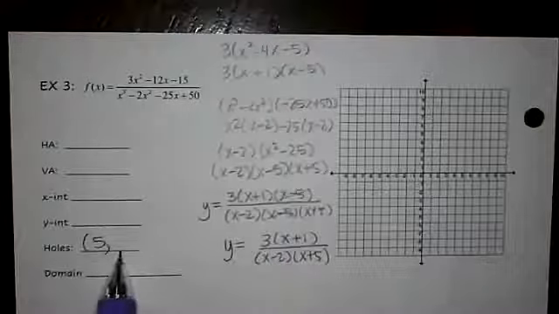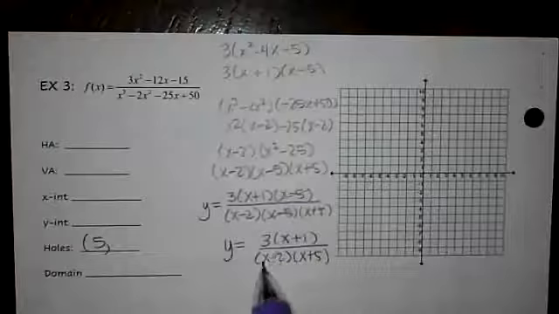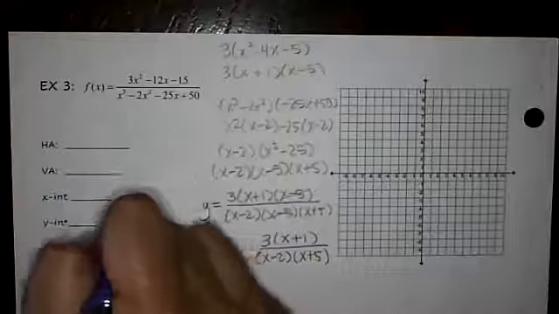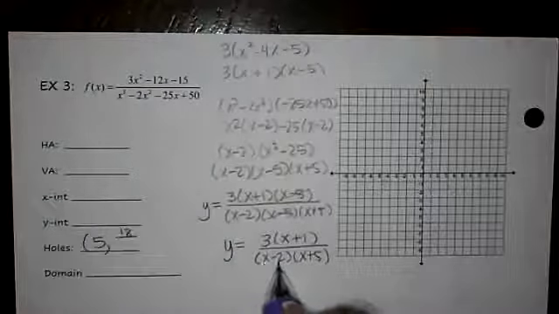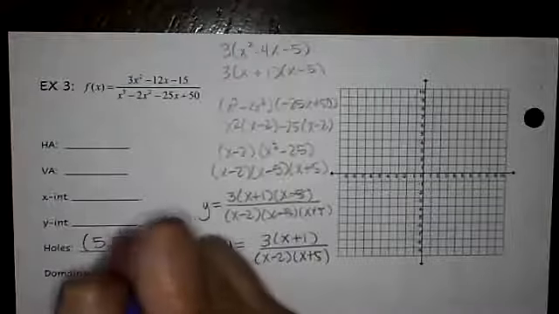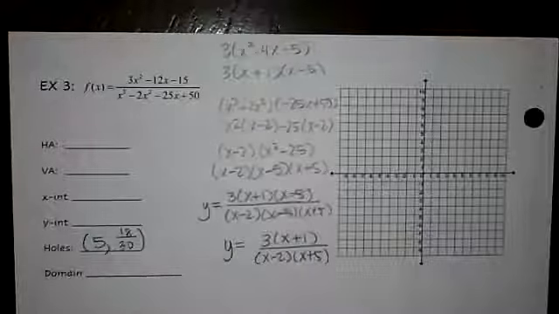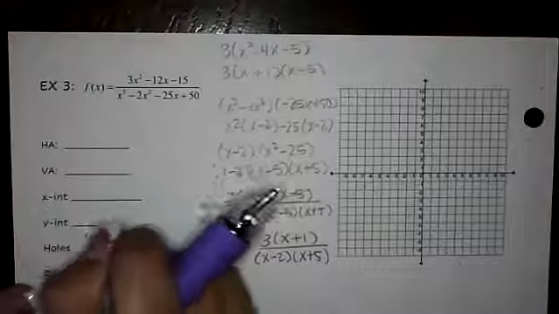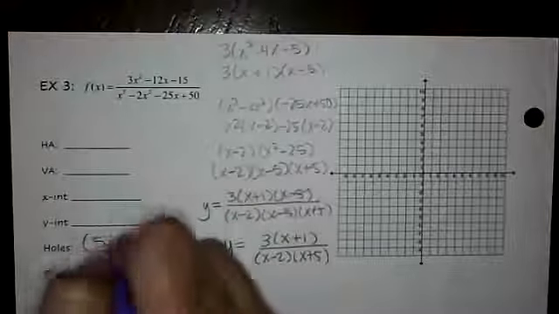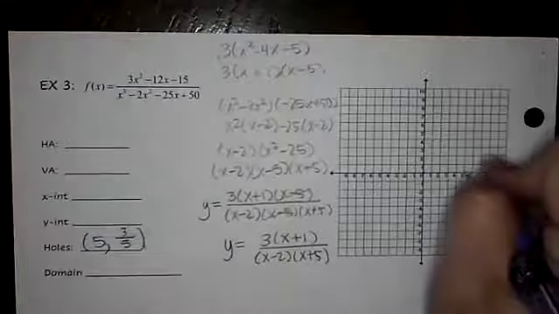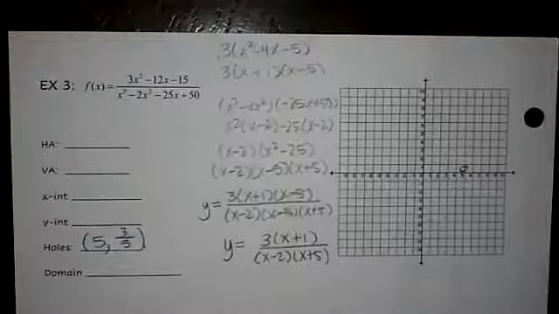In order to find its corresponding y value, I plug in 5 for the x's here. So that's going to be 3 times 6, which is 18. And then 5 minus 2 is 3. And 5 plus 5 is 10. So that's 30. And we can reduce that because 6 goes into both of those, so that would be 3/5. We don't want to leave that fraction without reducing. So that's where the hole is created. I would go to 5, 3/5, and there is the hole.